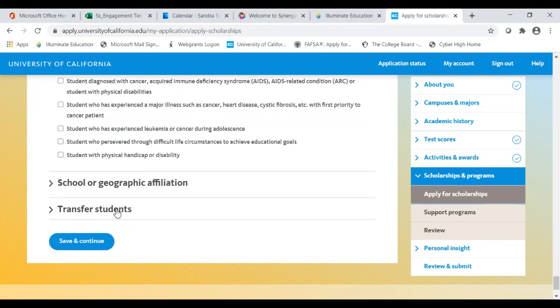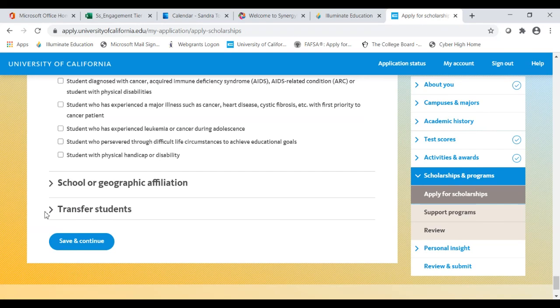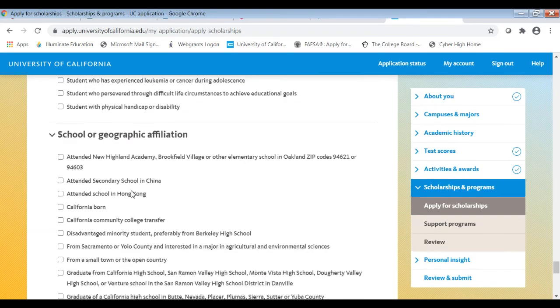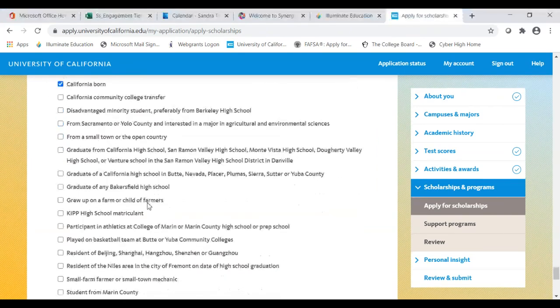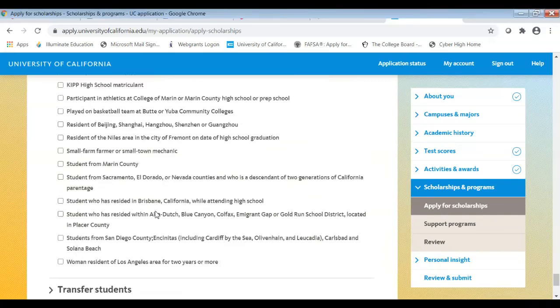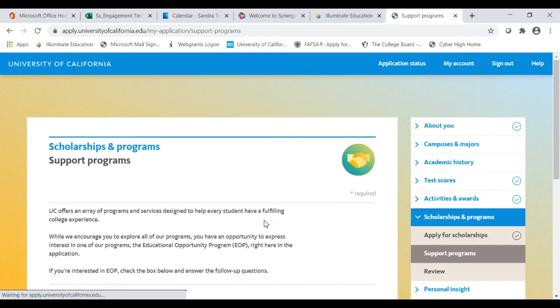This is for transfer students, meaning students who are transferring from community college. So this won't pertain to you, so don't worry about this area. Here, California born. Yep, I was born in California. I believe there's another one that says from LA County. Yep, woman resident of LA area for 2 or more years. Yep, that's me. I've lived here in the LA area for 2 or more years. Save and continue.